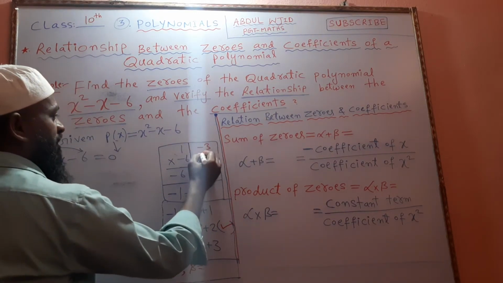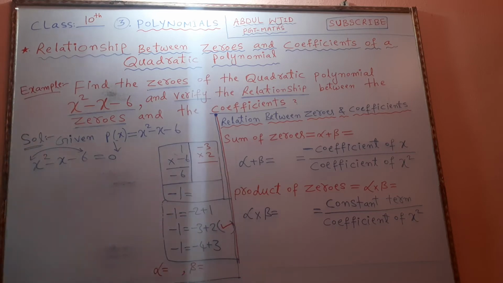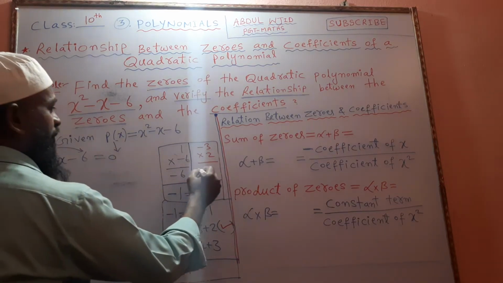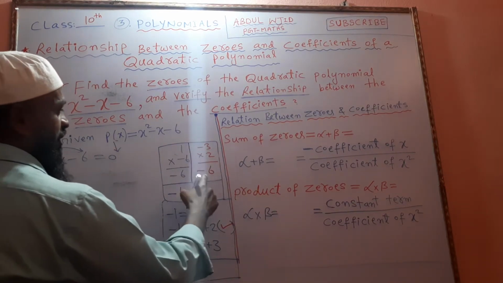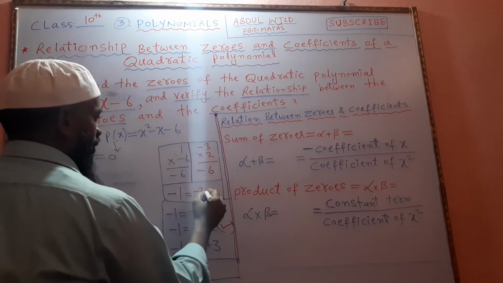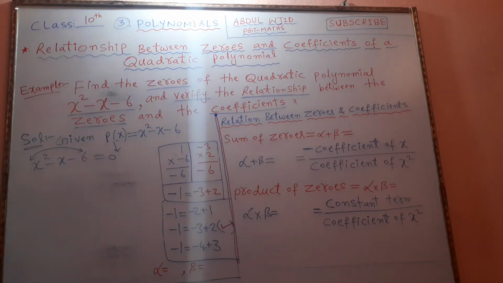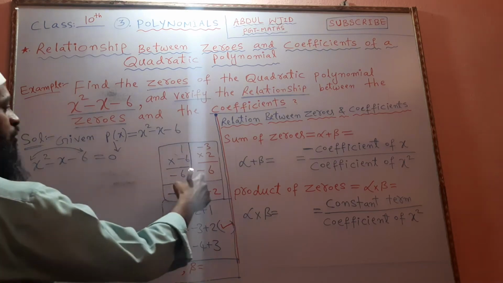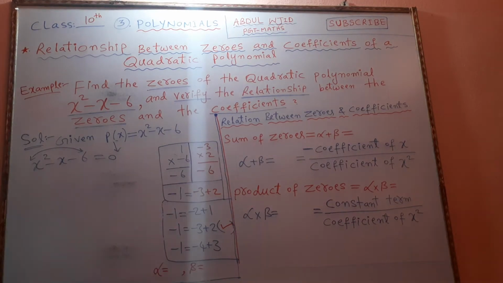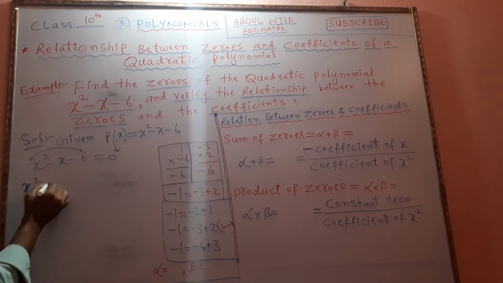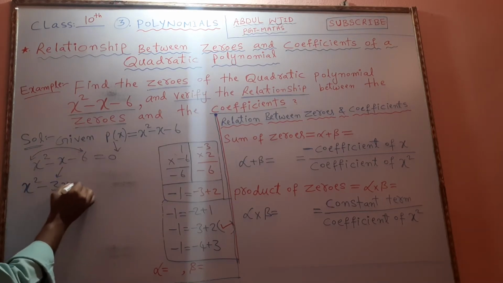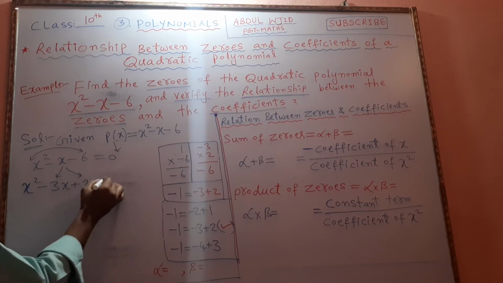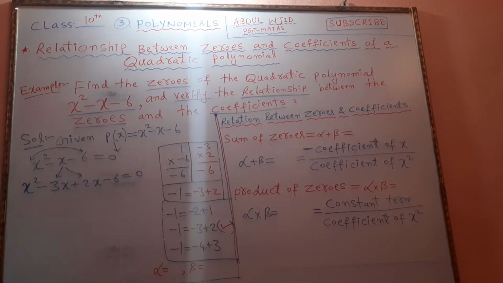Why are we taking minus 3 and plus 2? Because if we multiply minus 3 and plus 2, we get the product minus 6. These two products are the same. So we can divide minus 1 into minus 3 and plus 2. So we can divide minus x into minus 3x and plus 2x. Minus 3x plus 2x minus 6 equal to 0.